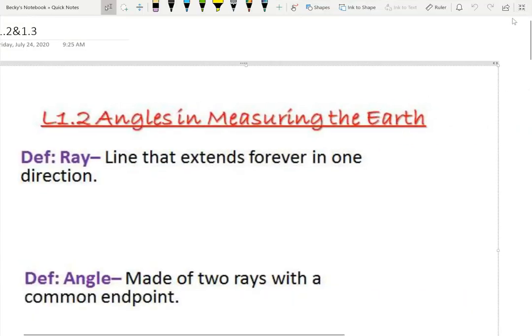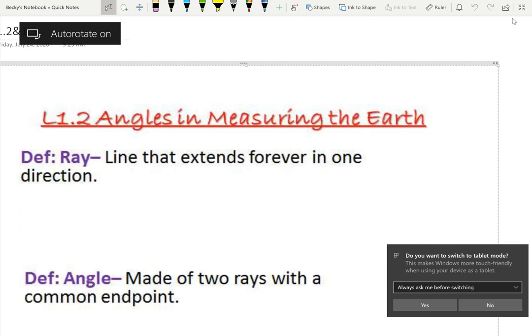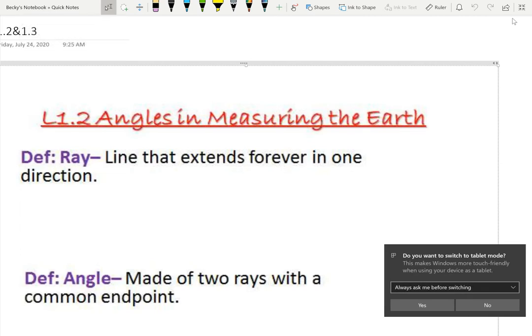Hi, welcome back. We're going to talk about lesson 1.2 and 1.3 today. So get out your theorem sheet. At the end, there's a section for your definitions.